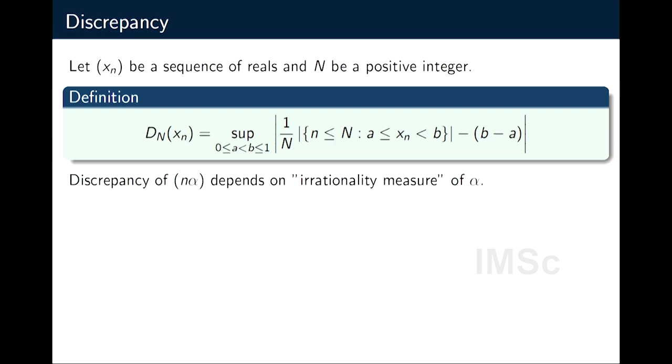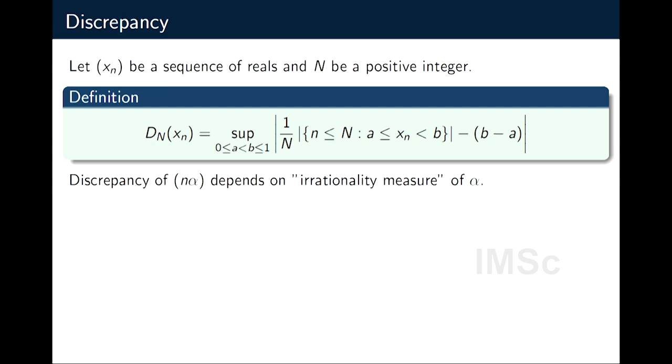In fact, if you can prove discrepancy goes to 0, it is equidistributed. But you want to say how fast it goes to 0. So the first example is n alpha, the one in Kronecker's theorem.